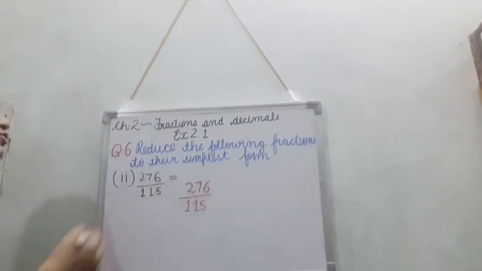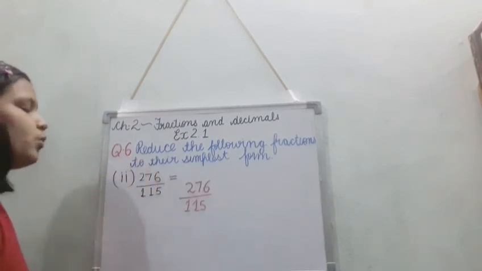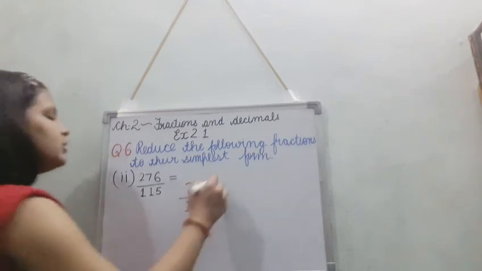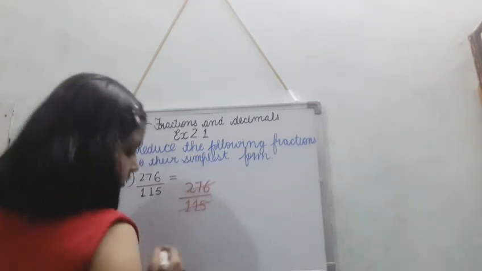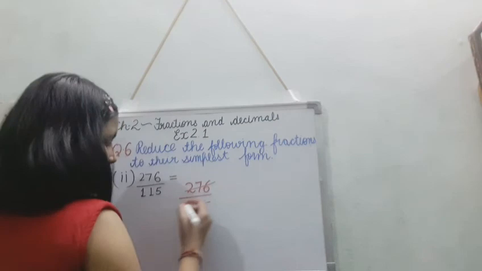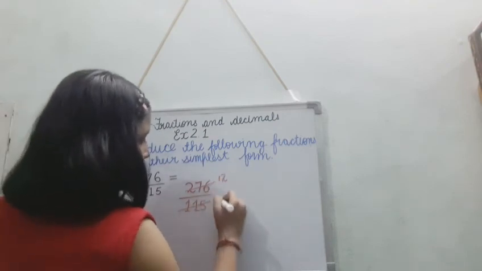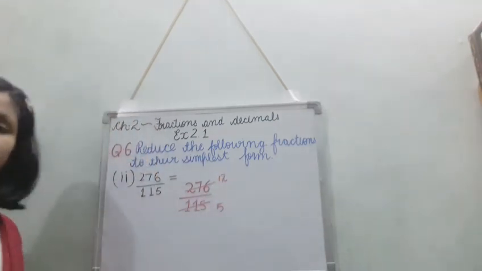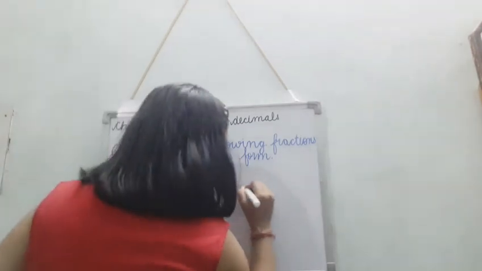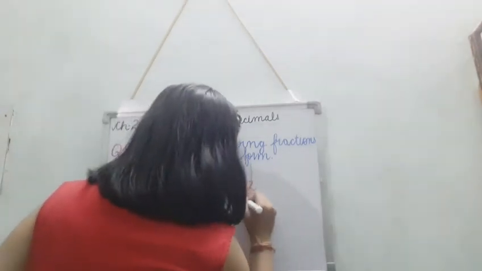Now the next part is 276 upon 115. So you can solve it simply by 23. Okay, so it will come 12 and 5. That is our answer, 12 upon 5. Let's move to the next part.